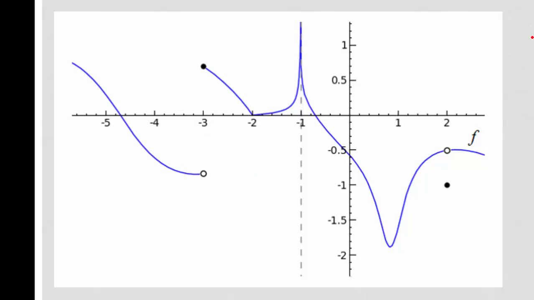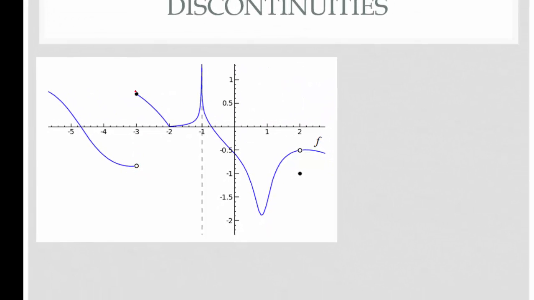So if you notice at x equals -3, the limit from the left is not the same as the limit from the right at -3. That tells us that we have a jump discontinuity. We continue on, and what we notice is that at x equals -1, this seems to increase without bound, and that vertical dashed line is intending to imply that there's a vertical asymptote there. So that tells us that we have an infinite discontinuity at x equals -1.